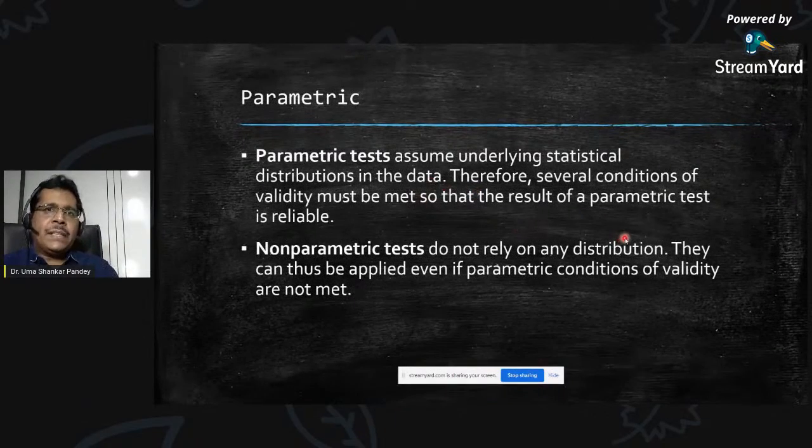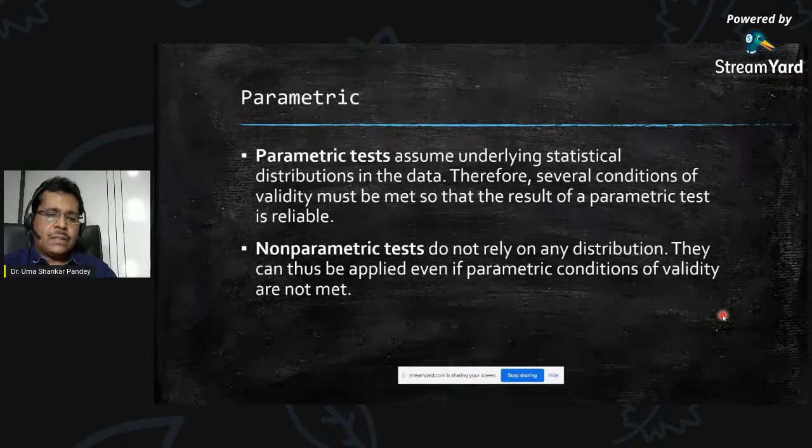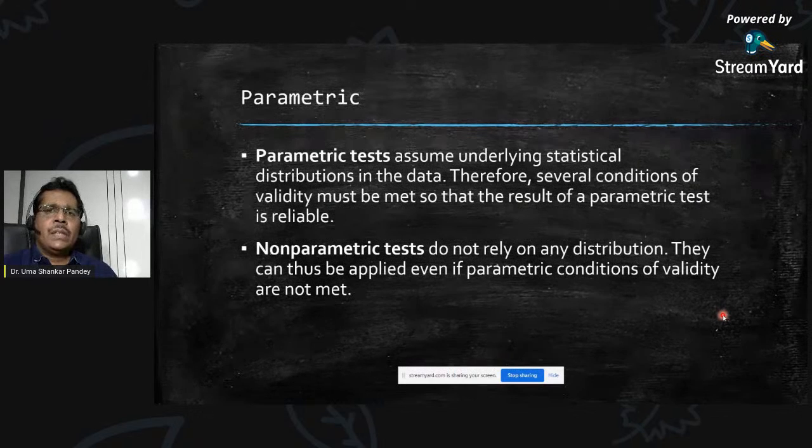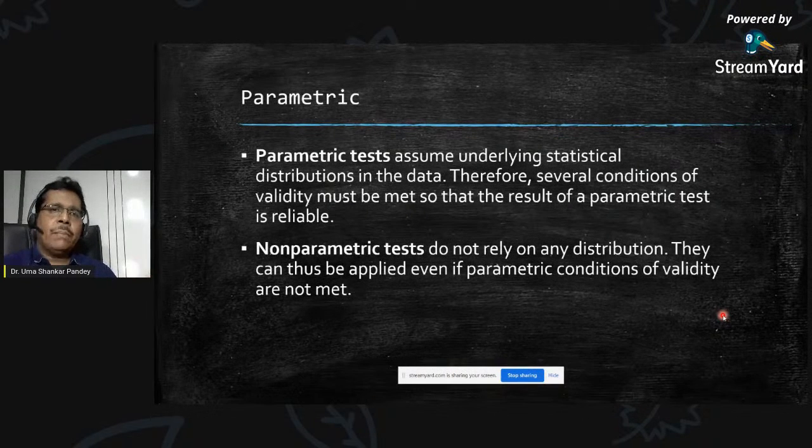The parametric tests assume 4 different things. When we talk of parametric tests, we have to talk about 4 different underlying statistical assumptions. I'll just talk about that in a minute. Non-parametric tests do not rely on any distribution. They can be applied even if the parametric conditions of validity are not met. So the conditions of parametric tests are very important.